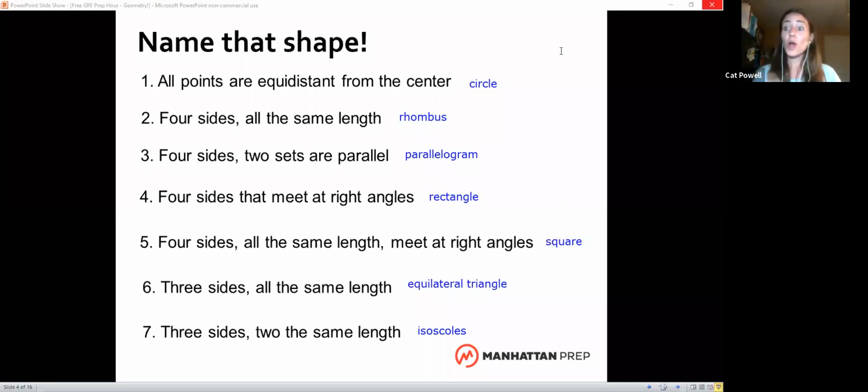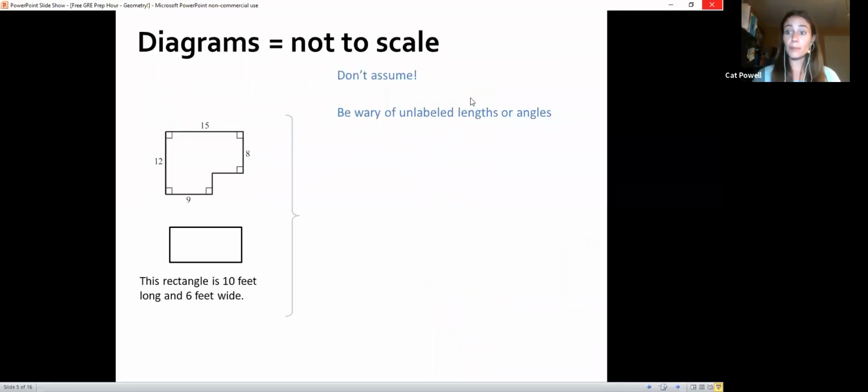Cool. So why are we starting by playing this game? Well, we are starting to think about one of the big tricks that the GRE likes to play when they deal with geometry questions. And that trick is this. They're going to often give you diagrams to illustrate the shapes that are described, but these diagrams can be very misleading.